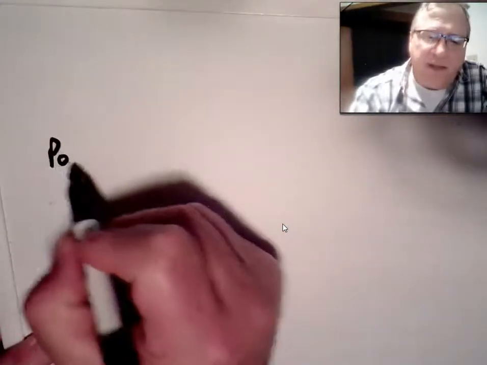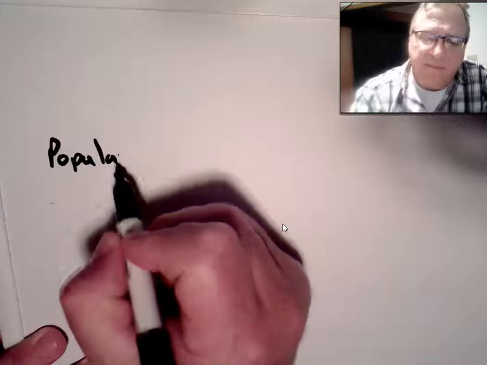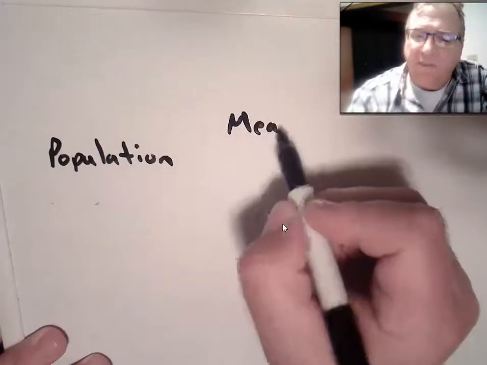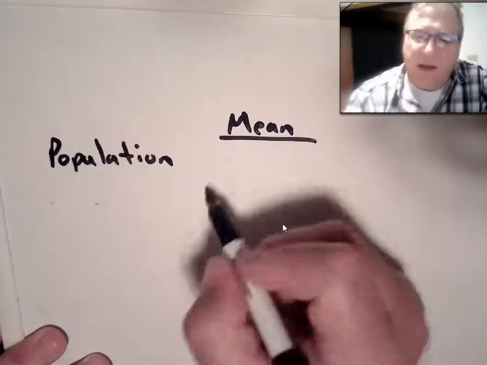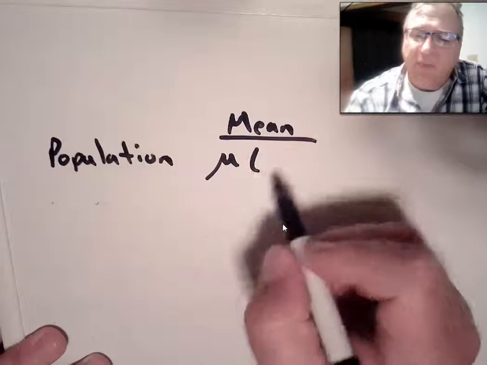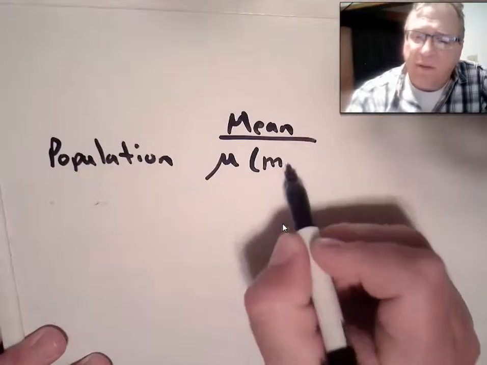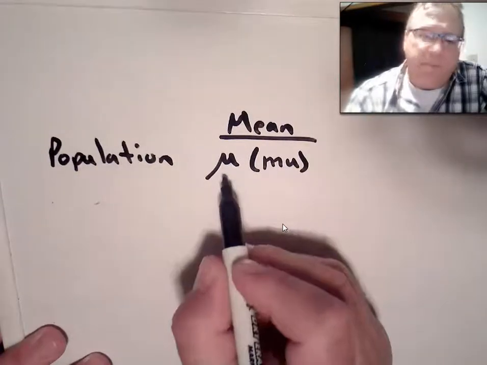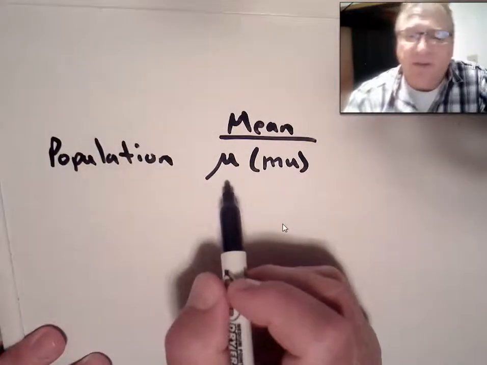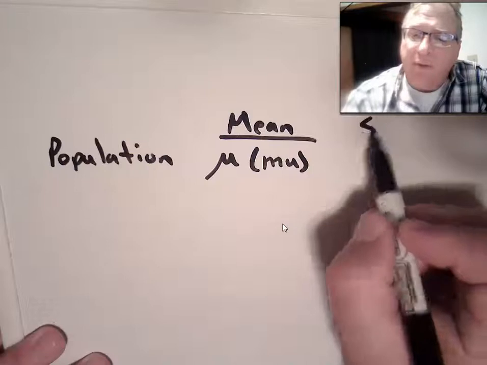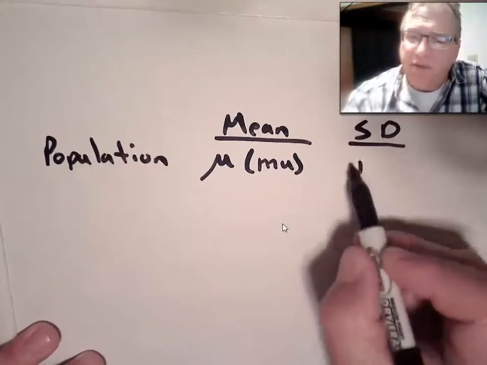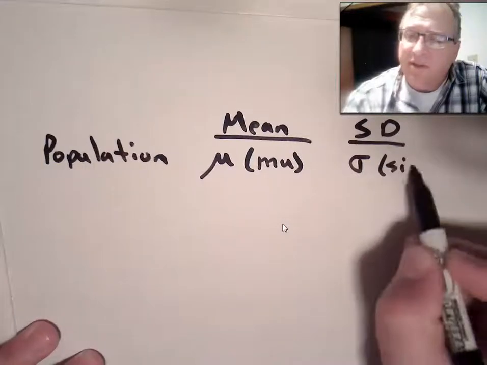let's talk again about population, because we know that any population has a mean, an average value. And if we're talking about the population, we describe that average value, that mean, with this Greek symbol mu, and it means the population mean. What about the standard deviation? For the population, we use the symbol sigma.